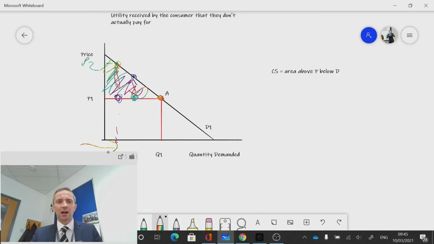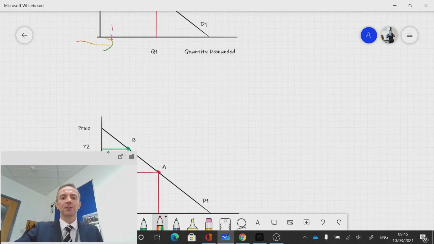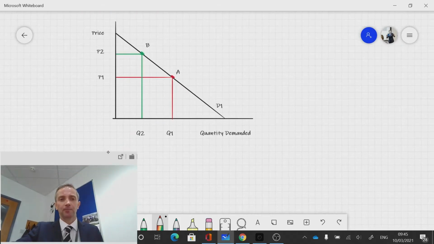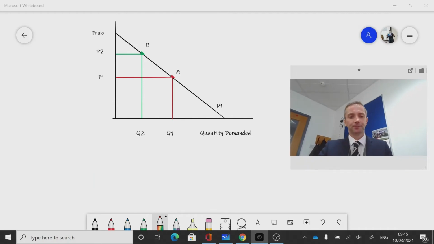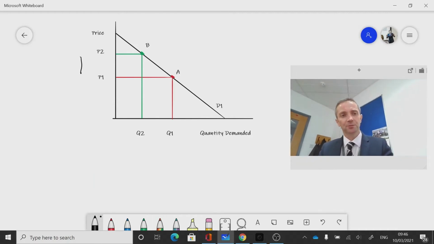So what about in an exam or a multiple choice question where you might be asked to identify a consumer surplus area or perhaps more likely a change in consumer surplus? So let's have a look at that on another diagram. Here you can see I have increased the price. So the price has risen from P1 to P2. I'm just going to put my direction of travel arrows on there. And the quantity demanded is falling from Q1 to Q2. And we've got this contraction, if you will, from A to B along the demand curve.